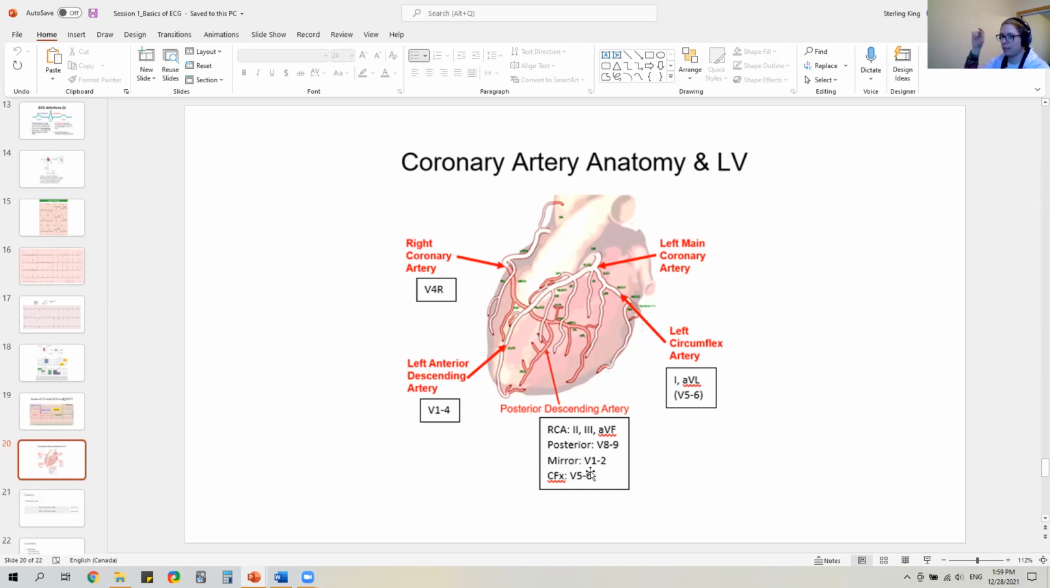So if there was a STEMI, ST elevation myocardial infarction, it would instead be a depression because it's a mirror image. This will come up again later. And then you could be looking at V5 and V6 if it was a circumflex artery, due to anatomical differences between people, feeding that posterior descending artery. And for the left circumflex artery, you're looking at 1 and AVL, or V5 and V6.